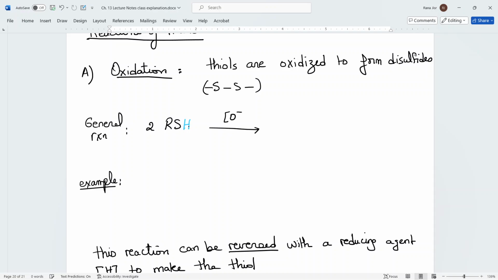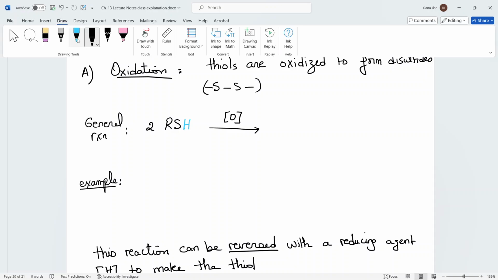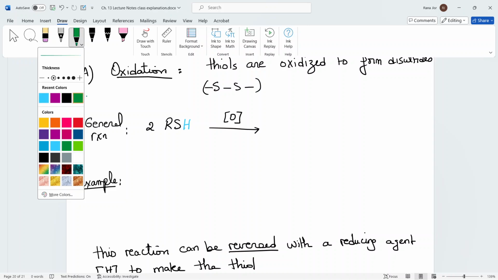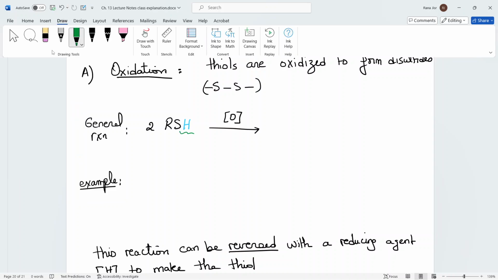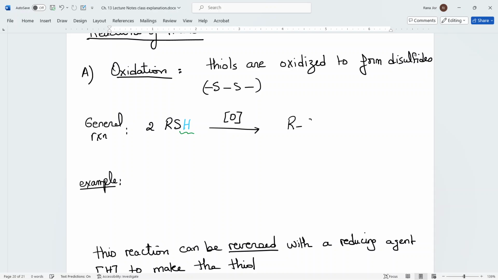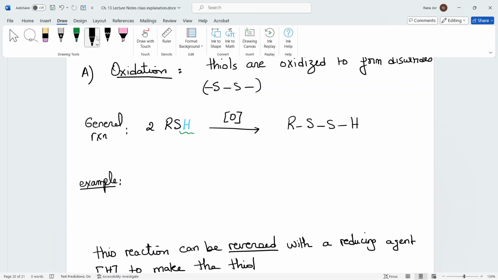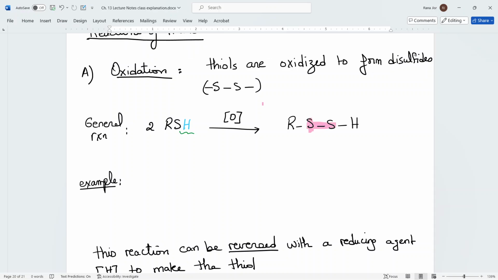So we're going to use an oxidizing agent. Any strong oxidizing agent can do the job, and it will oxidize the thiols. In this case, they will lose the hydrogen. Since we are starting with excess thiols, we're going to end up having disulfides. So you're going to make a disulfide bond. This disulfide bond is the one that you are going to make. This is an R and not an H.